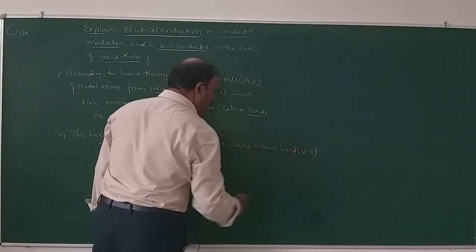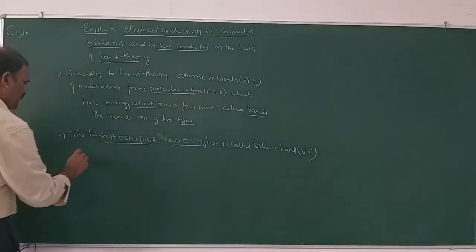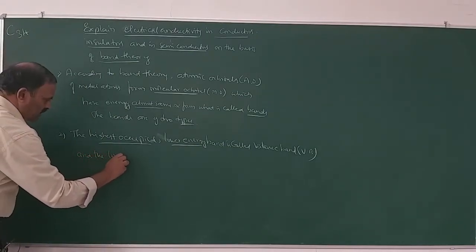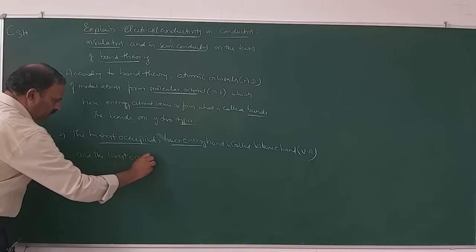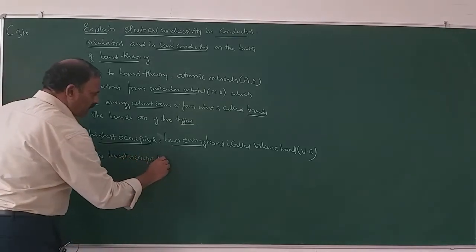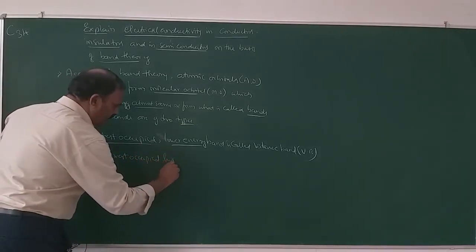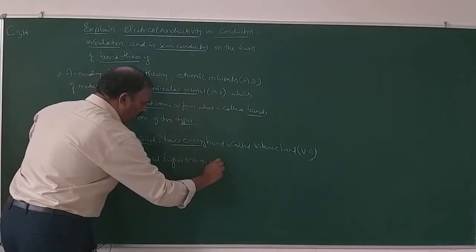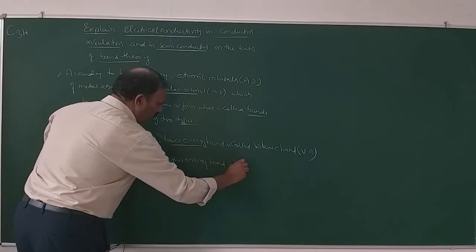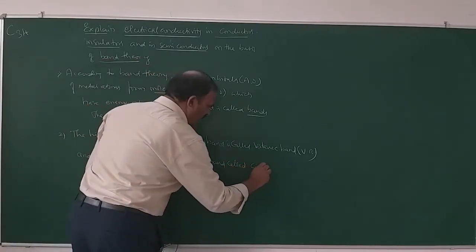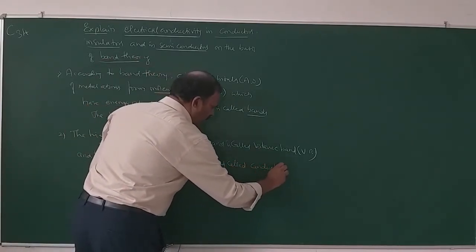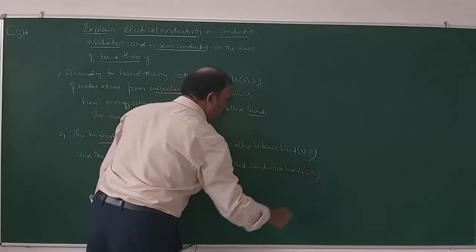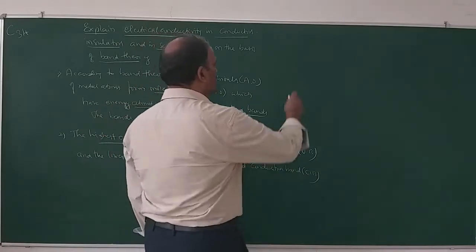It is VB, and the lowest occupied higher energy band is called conduction band. It is called CB. So I will write like this.